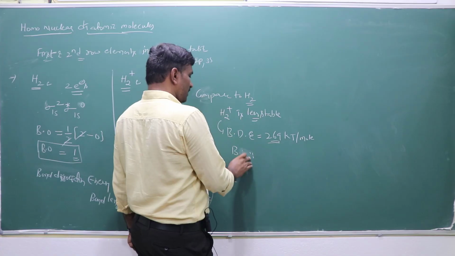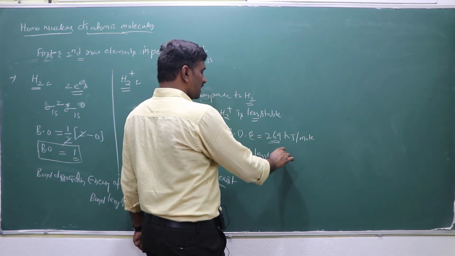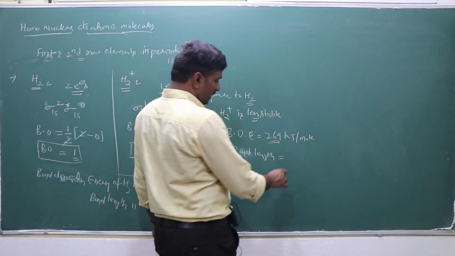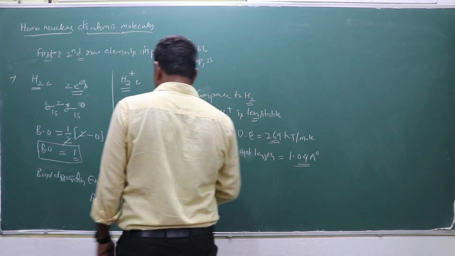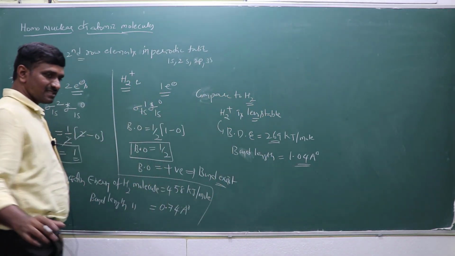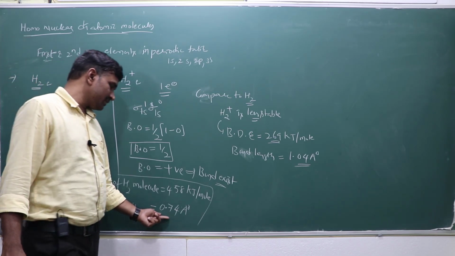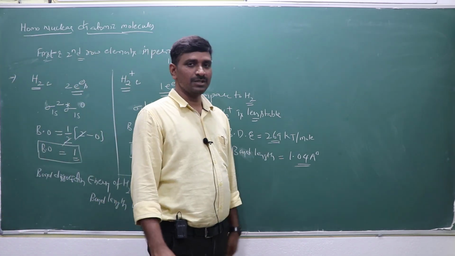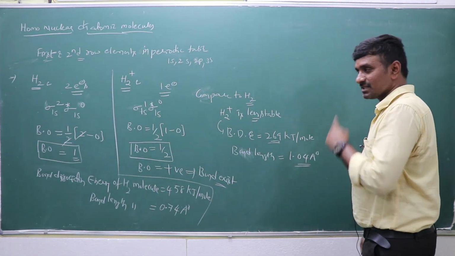Compared to the H2 molecule, the bond length is more. Why? Because it is a weaker bond, and dissociation takes place easily. So when bond length is less, that is a stronger bond; when bond length is more, that is a weaker bond. So this is 0.74, and this is 1.04, for H2 and the H2 plus ion respectively.